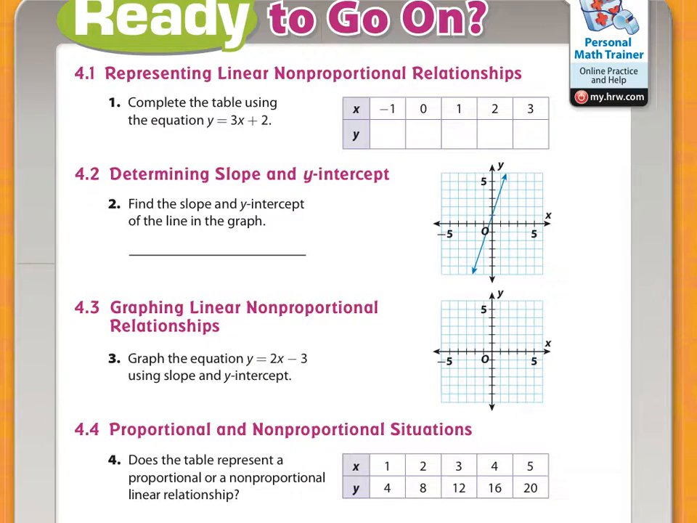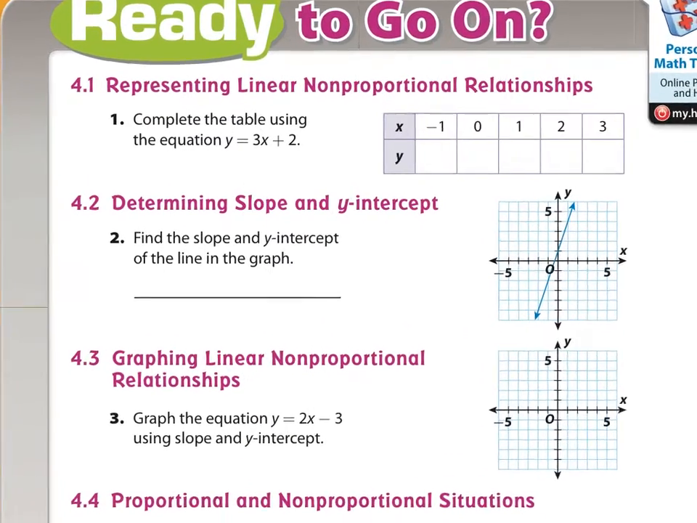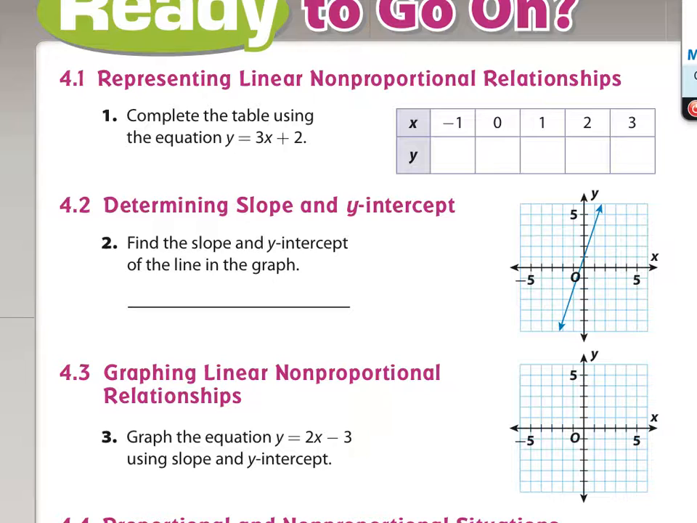Here's some hints. On number 1, you're going to be substituting in the x numbers, the x values. So you're doing y equals 3 times x plus 2. So instead of x, you're going to be putting in these numbers that you see in the table. So if x is -1, then you're doing 3 times -1 plus 2. Okay? So go ahead and pause this video before I start inputting some of these solutions.